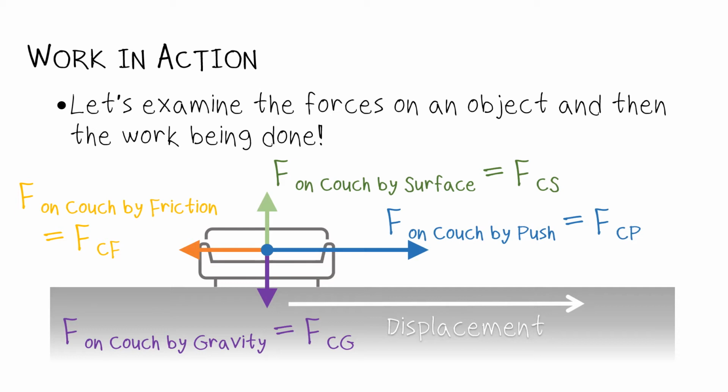So we have 4 sets of forces. Again, astute observers might recognize that the push force was drawn longer than the friction force. So the visual implication of that is that you're pushing with more force than friction is resisting you with. So in the larger context, this couch would be accelerating.